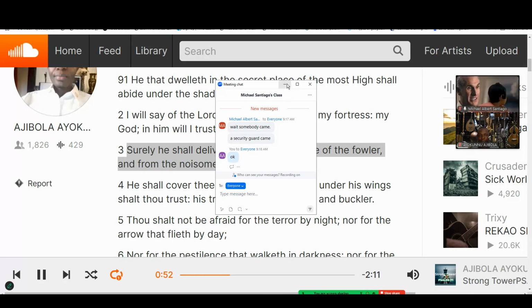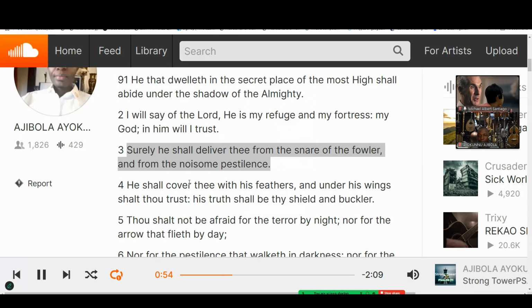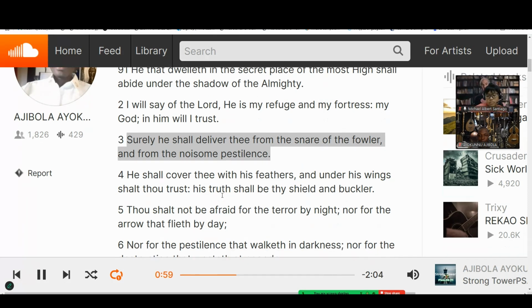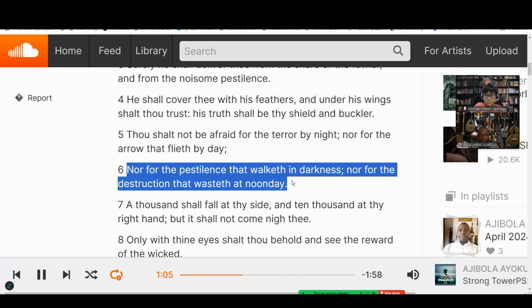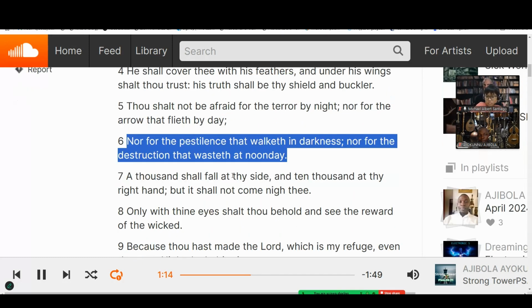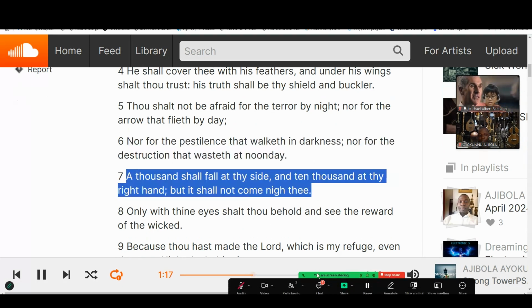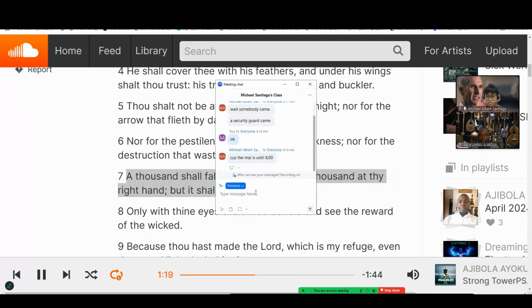His truth shall be thy shield and buckler. Thou shalt not be afraid for the terror by night, nor for the arrow that flieth by day, nor for the pestilence that walketh in darkness, nor for that destruction that wasteth at noonday. A thousand shall fall at thy side, and ten thousand at thy right hand, but it shall not come nigh thee.